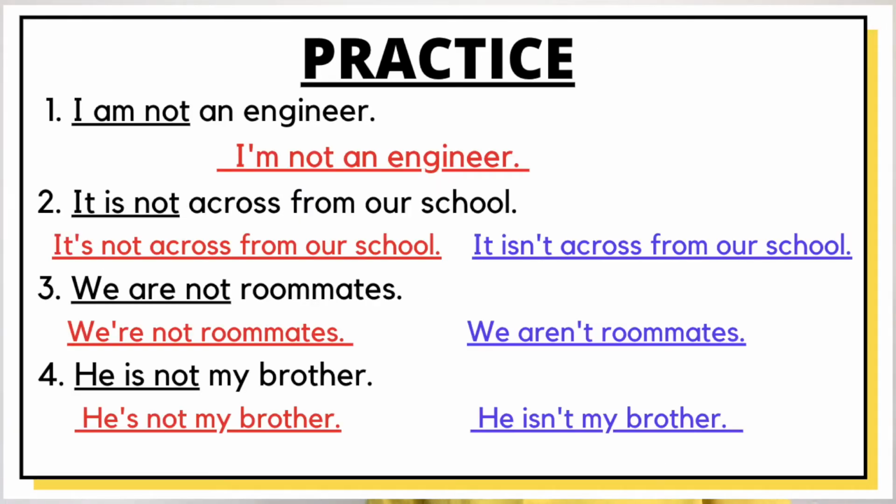Do your answers look like this? Let's check it out. Number 1 becomes, I'm not an engineer. Number 2, we can have, it's not across from our school, or it isn't across from our school. Number 3, we can write, we're not roommates, or we aren't roommates. And number 4, we can write, he's not my brother, or he isn't my brother.